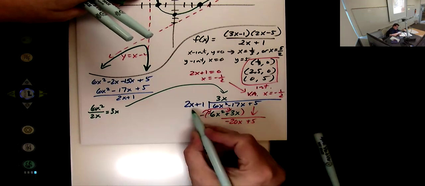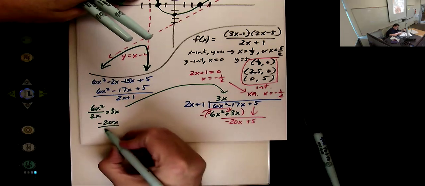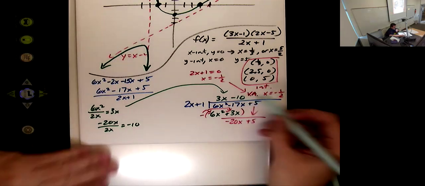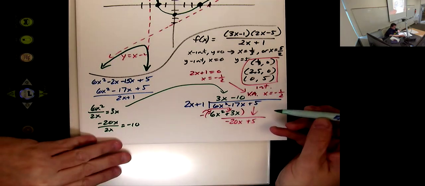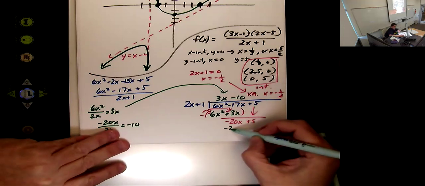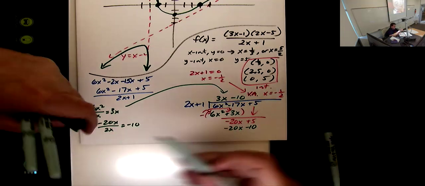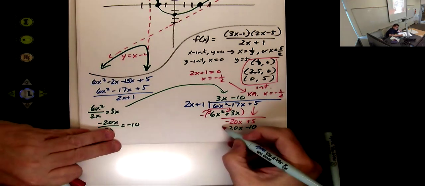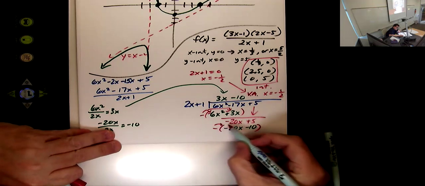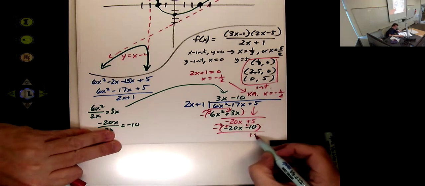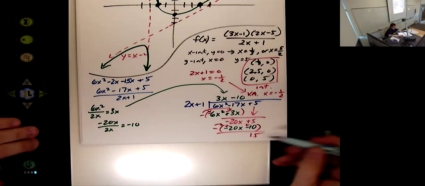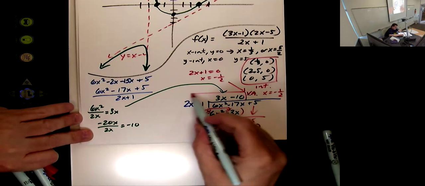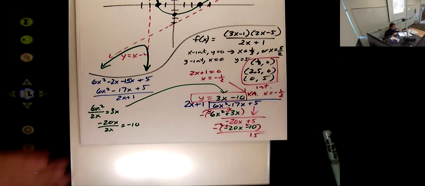Now we're gonna divide 2x into negative 20x. And we subtract, which changes the signs when we put them inside. And I'm left with the 15 left over. We're lower than the exponent on the outside, so we're done. That is our oblique asymptote, y equals 3x minus 10.